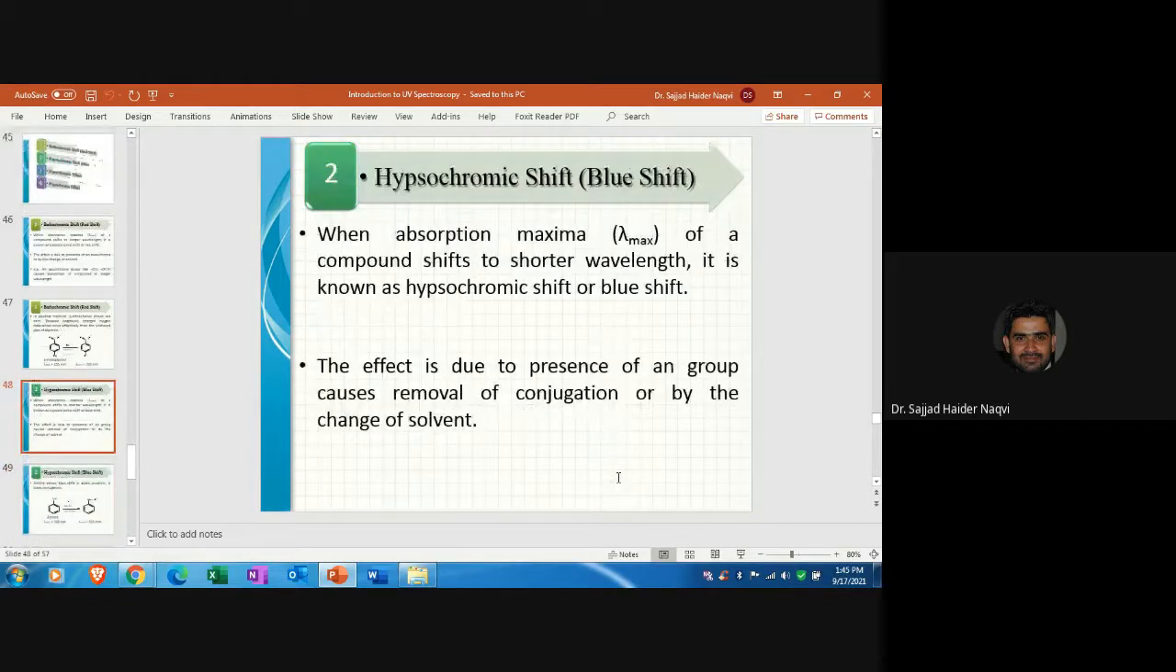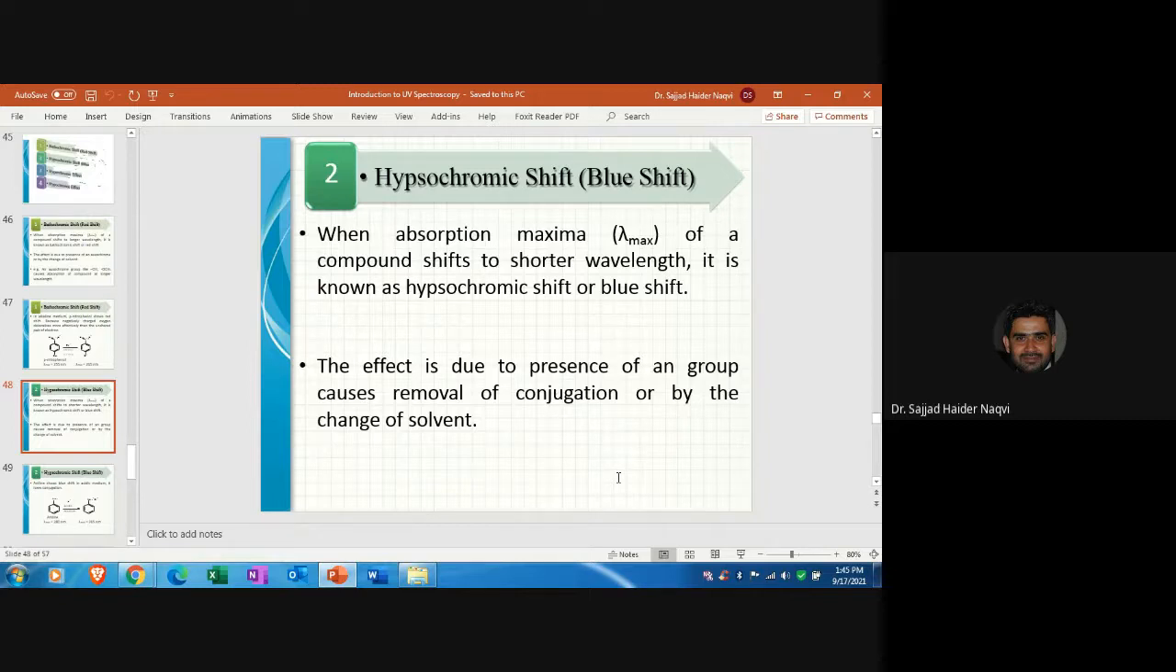The second type is called the hypsochromic shift, which is the blue shift. Now, what is hypsochromic itself? When absorption maxima of a compound shifts to a shorter wavelength, it's just opposite of the red shift. So in this case, there is a shift of the wavelength to the shorter side, and that's why it is called hypsochromic shift or the blue shift.